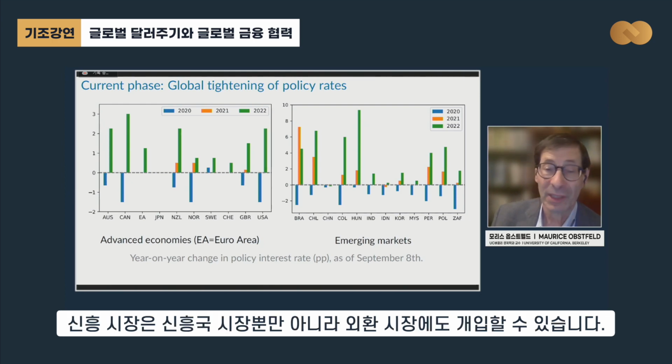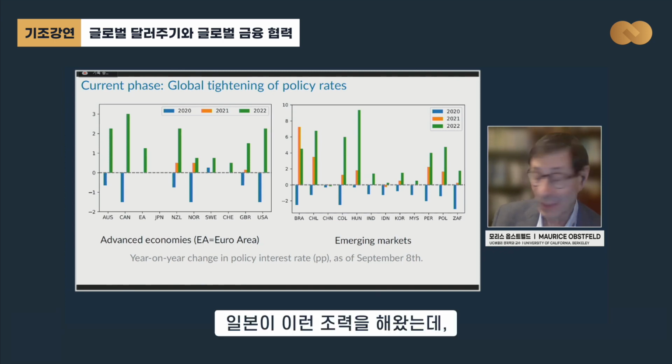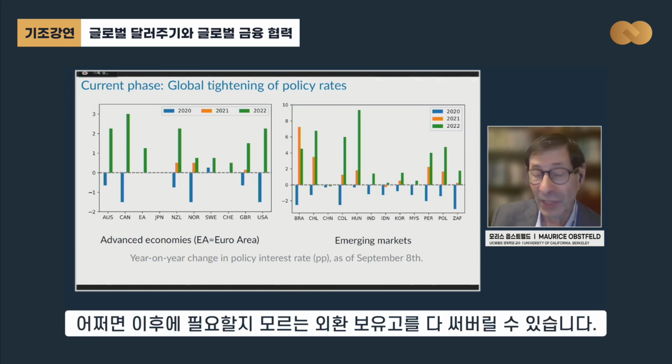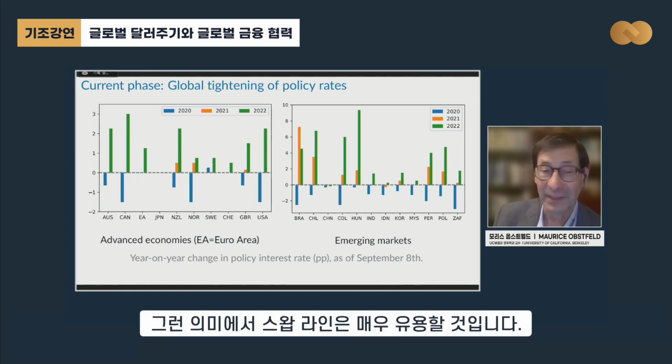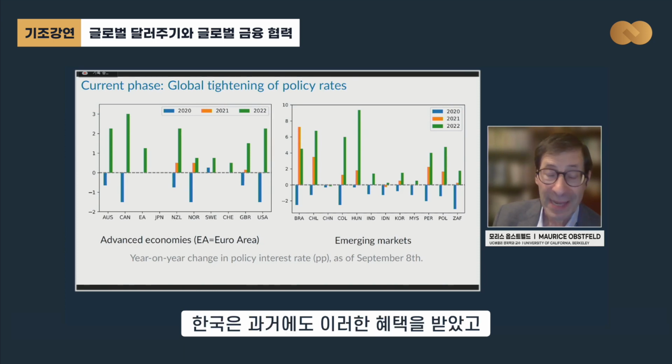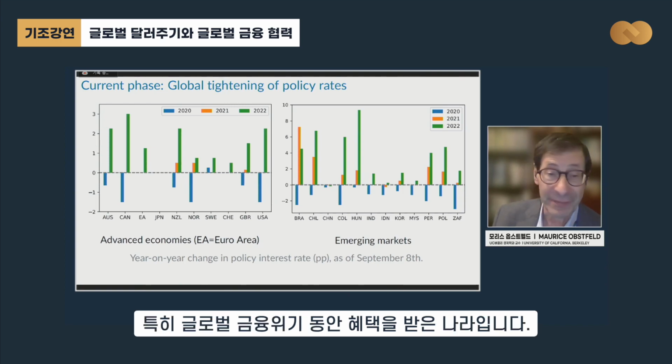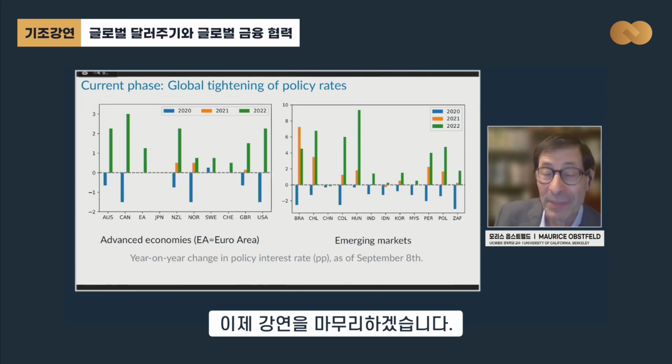Emerging markets could intervene in the foreign exchange market, not just emerging markets. Japan has been doing this. But in doing so, they could use up precious reserves that they may need later. In that sense, the swap lines would be very, very useful. And Korea is a country that has benefited from these in the past, and especially benefited during the global financial crisis. And I'll wrap up.